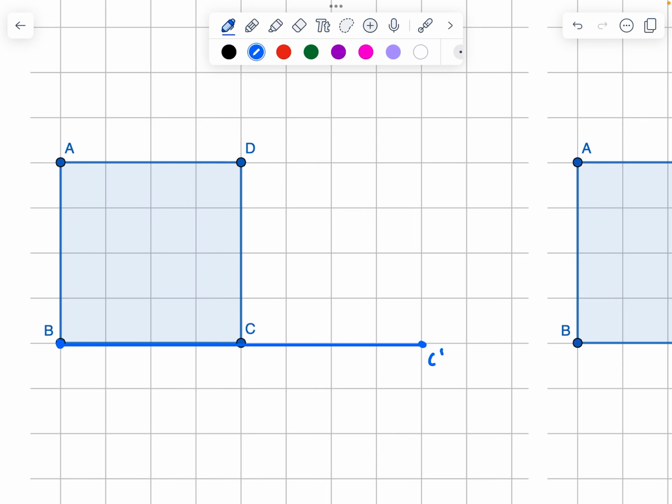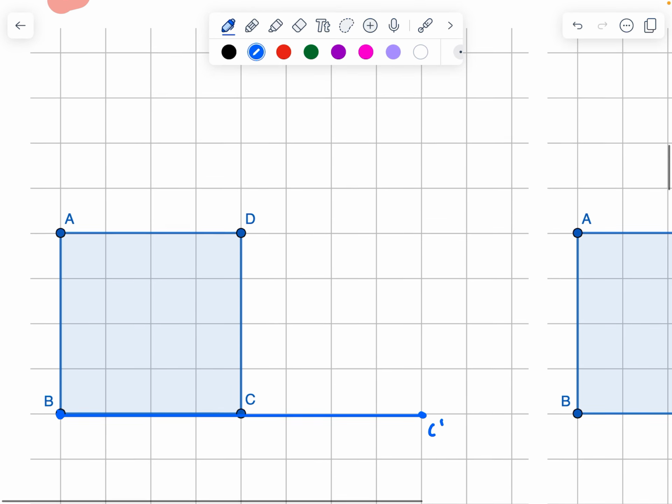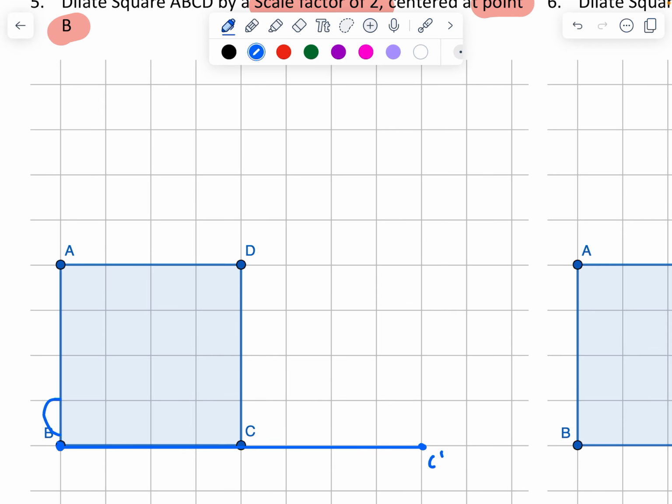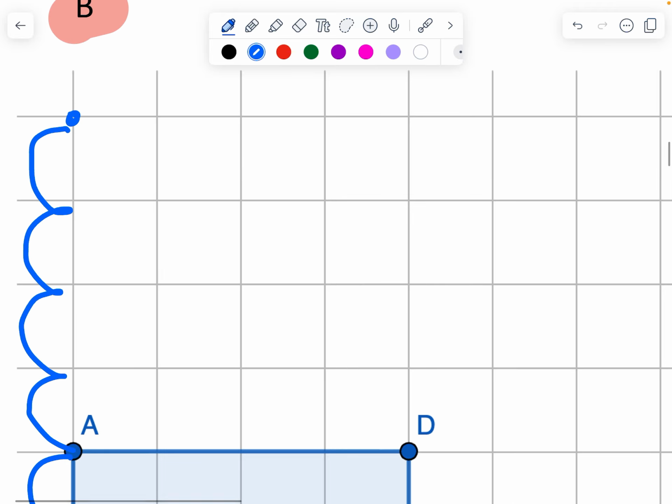And that'll be the bottom of my shape. So we can see that the length has doubled. We're going to do the same thing with A. 1, 2, 3, 4. So we want to double that. 5, 6, 7, 8. So A prime will be up here.